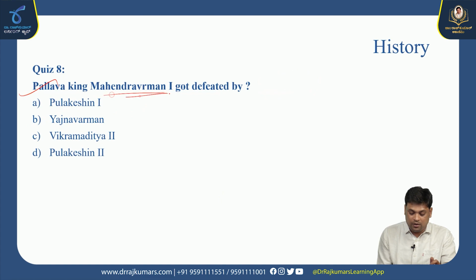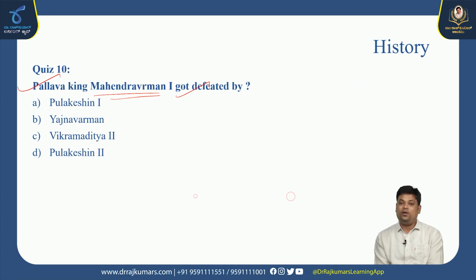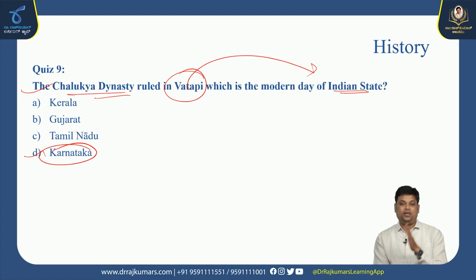Pallava king Mahendravarman got defeated by Pulakeshin II. Okay, the Chalukya dynasty ruled in Vatapi, which is modern day which Indian state? Karnataka. Okay, so whatever we discussed comes under your Chera, Chola, Pandyas and also Pallavas of Kanchi and Chalukyas of Badami. Go through the slides and practice more questions. That's all about this chapter. All the best.